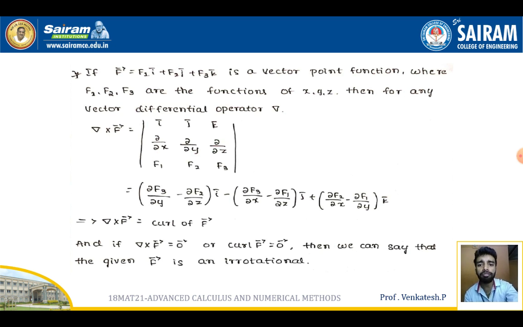On expanding this determinant, I'll be getting dou f3 by dou y minus dou f2 by dou z i cap, minus dou f3 by dou x minus dou f1 by dou z j cap, plus dou f2 by dou x minus dou f1 by dou y k cap. So we can call it curl f, and if this curl f is equal to 0, I can say that the given f is an irrotational vector. I'm saying again, if curl f is equal to 0, we can say the vector f is an irrotational vector.